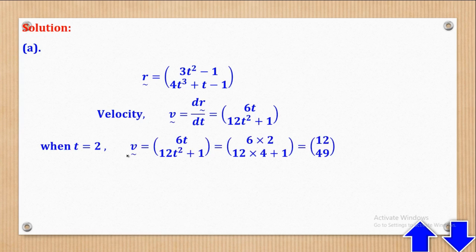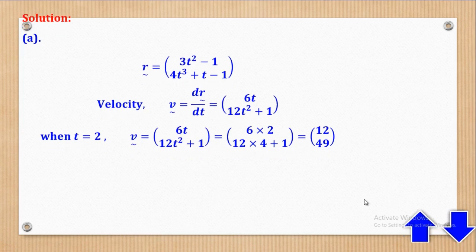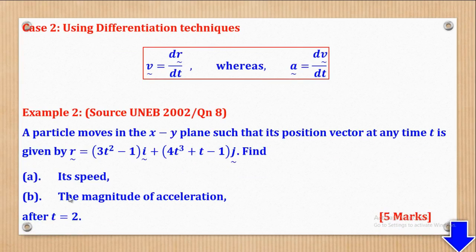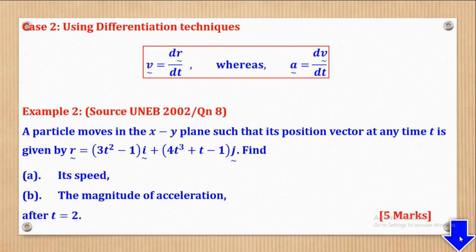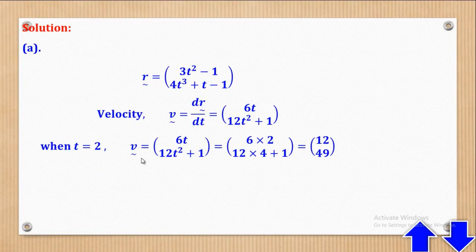So I'll come here and say that when t is equal to 2, therefore I'll substitute for t here. Where there is t, I'll put 2, and where there is t, I put 2 to come up with 12, 49. Now that I've got velocity in vector form, I will come back and remember that they ask for speed. Speed means magnitude. So I'll take this velocity and get its magnitude, and that will be the speed they want.